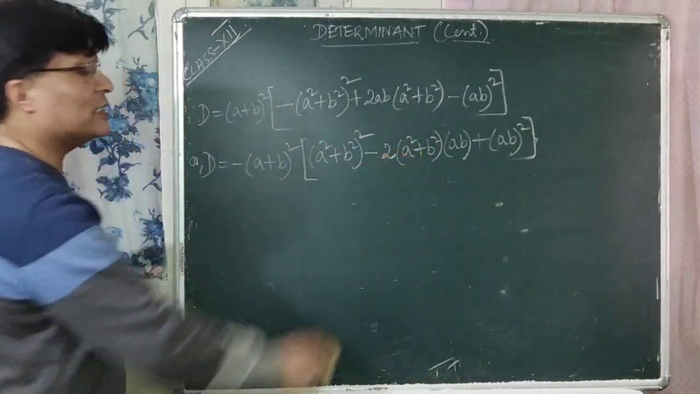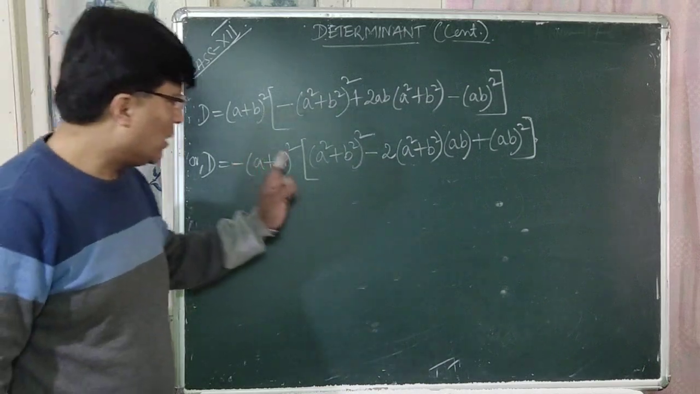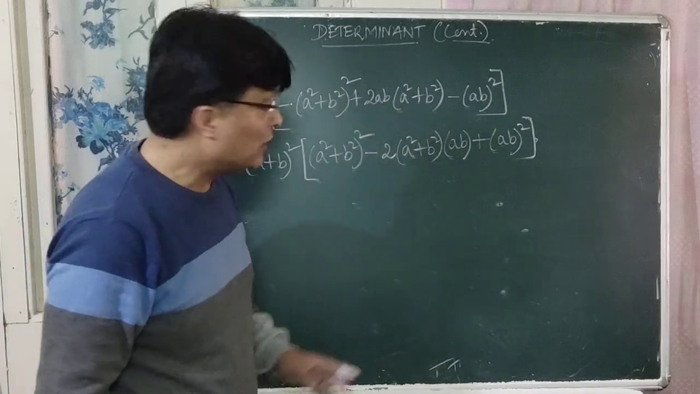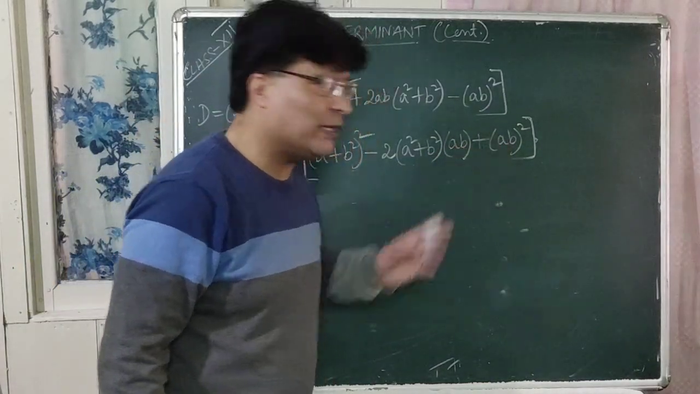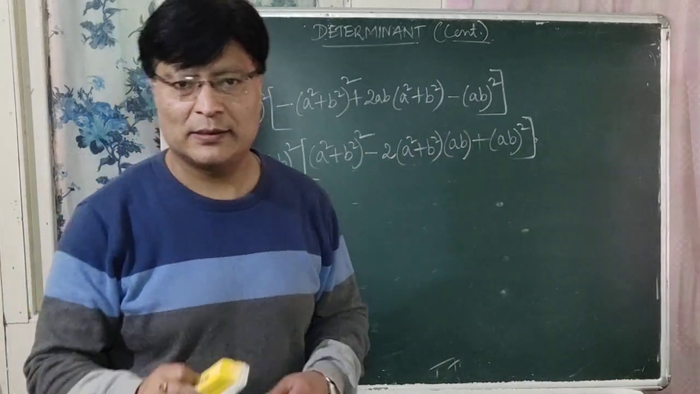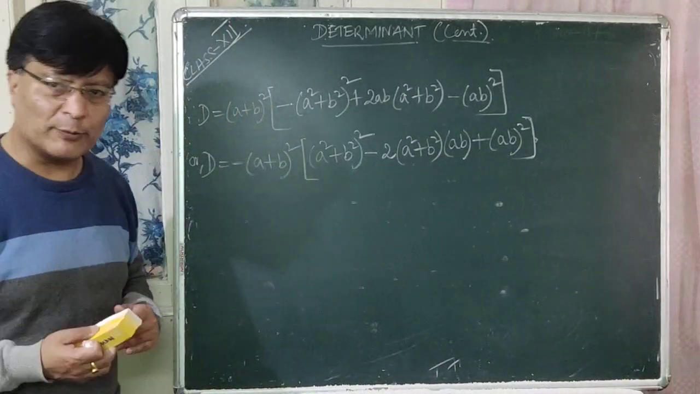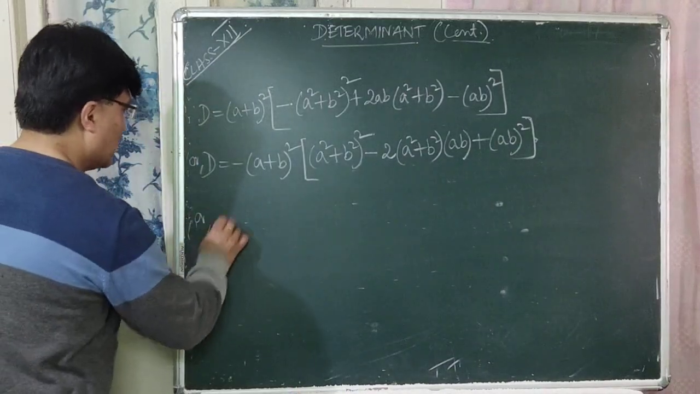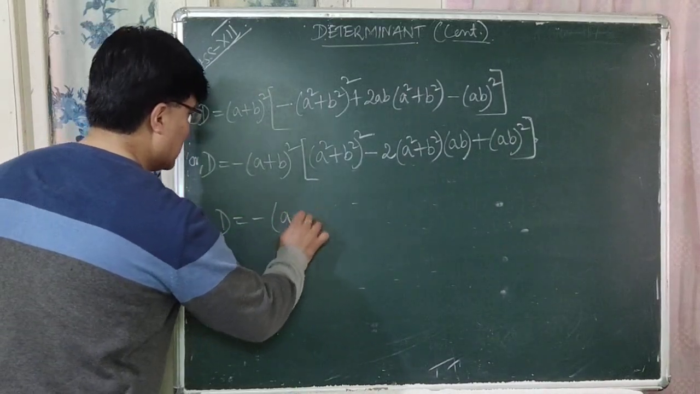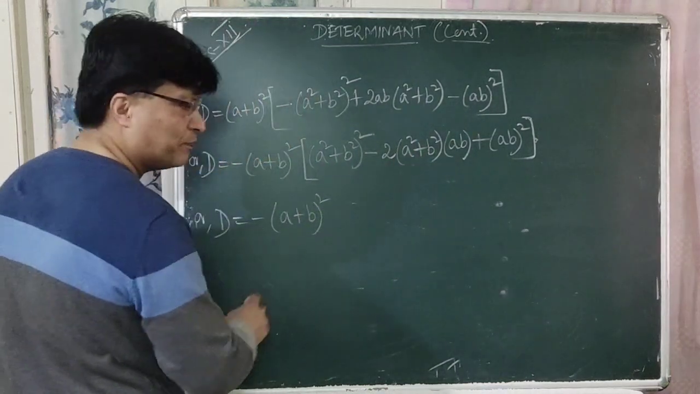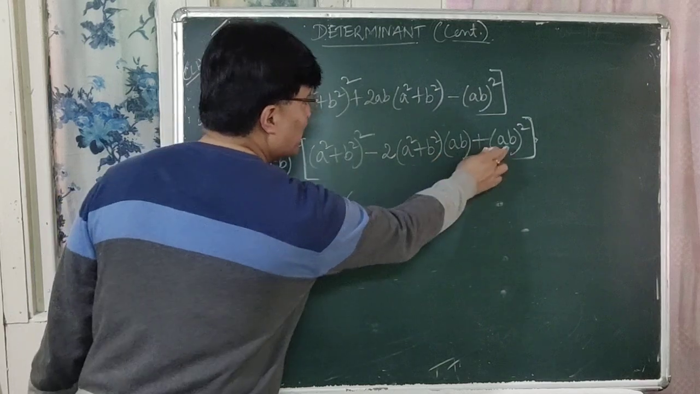Now in this case you can use the formula. If you write a instead of a square plus b square, and if you write b instead of ab, what is the formula here? A square minus 2ab plus b square. The key formula here is a minus b whole square, right? So D is equal to minus a plus b whole square. What is this formula? It is a plus b whole square, isn't it?